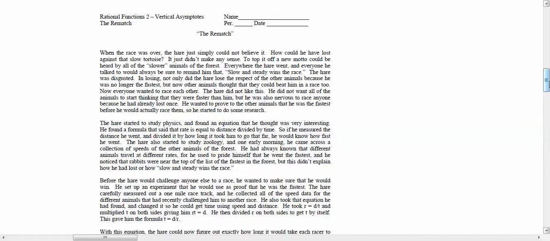The hare was disgusted in losing, not only... Good googly moogly. This is a long explanation for this thing. You can read it if you want.